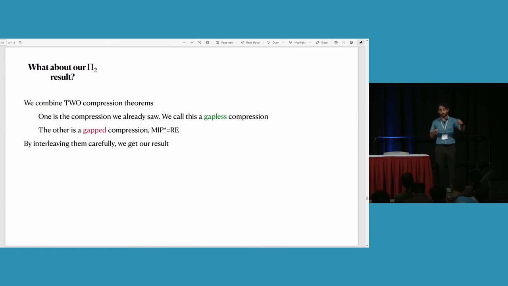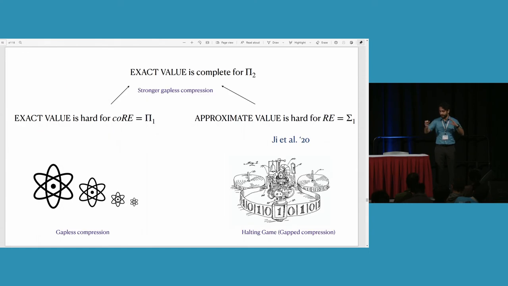interleave these two compression theorems to obtain a stronger compression theorem. And this construction is quite non-trivial, but it allows us to prove the result that we want, the hardness of the exact value problem. So just in a diagram, there are two compression theorems. One is coming from the gapless compression theorem that I told you about, and the other one from MIP star, combining them and getting the stronger gapless compression.